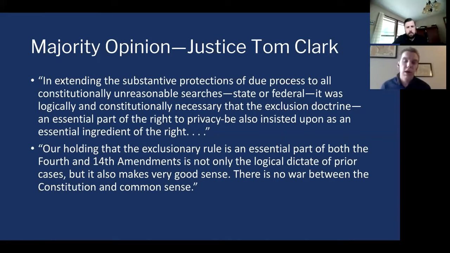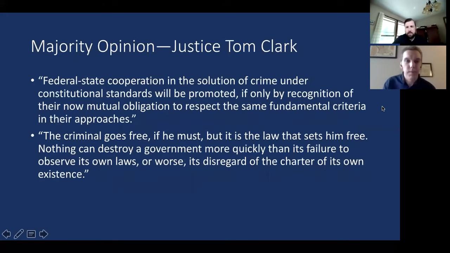It's so essential that if we're going to uphold the Fourth Amendment on a state level, we also need to uphold the exclusionary rule on the state level. He also argues that this just makes sense to do. If the federal government has to follow one rule, the state government should follow the other rule. I think he uses an example where he says it's silly that a federal prosecutor in one office has to follow entirely different rules than the state attorney general in the office next door. So he uses this common sense argument for why the exclusionary rule should be adopted.